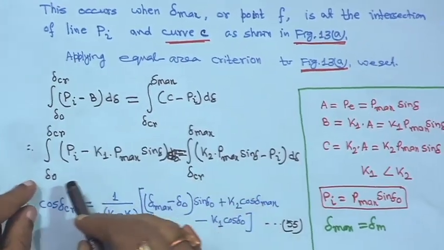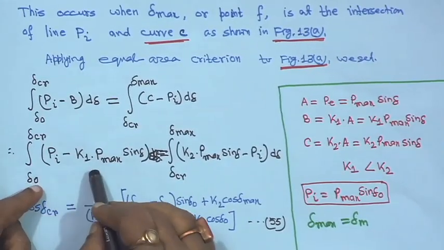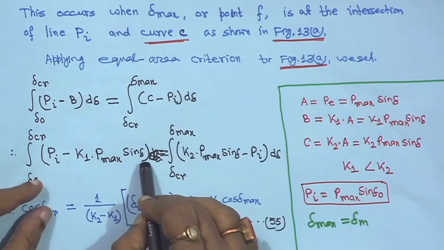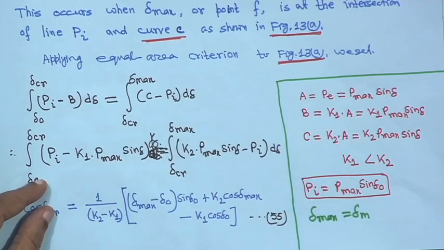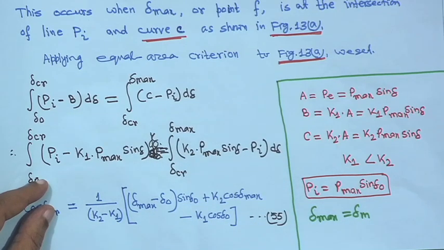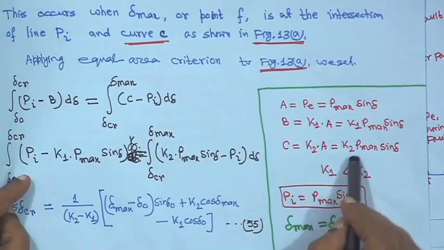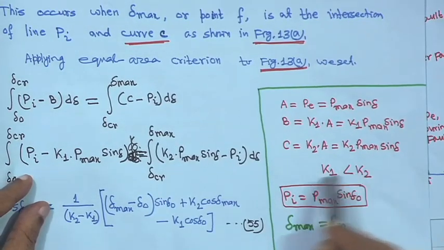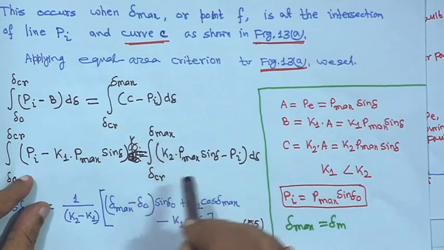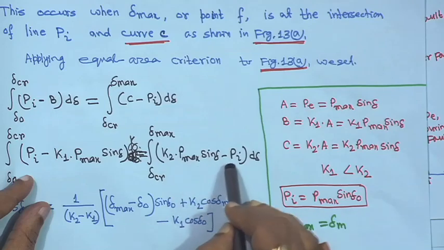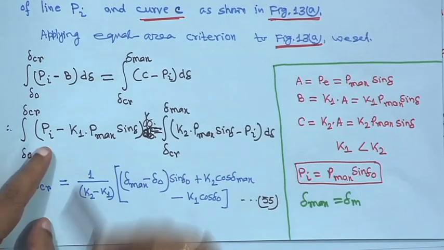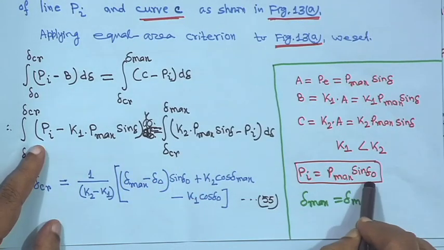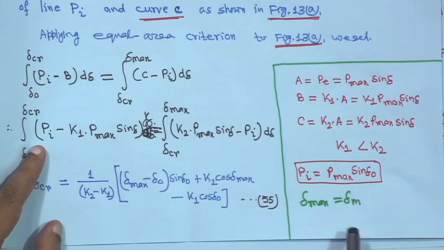So that means the integral from delta 0 to delta CR of Pi minus K1 P max sin delta d delta is equal to the integral from delta CR to delta max, where the C curve is K2 P max sin delta, of K2 P max sin delta minus Pi d delta. In this expression, we substitute Pi equal to P max sin delta 0, and I repeat, delta max is equal to delta m.